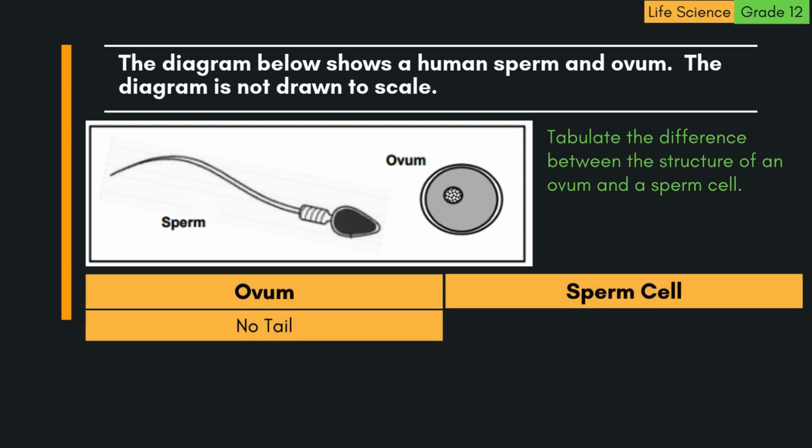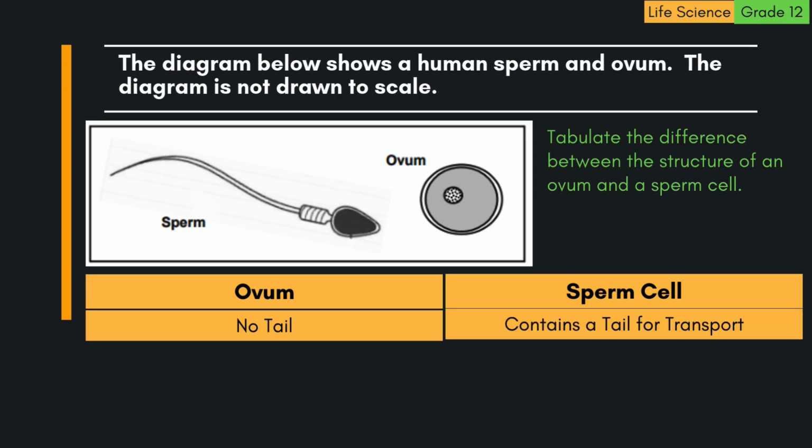1. The ovum, egg cell, does not have a tail because it does not need to move on its own. Instead, it is passively transported through the fallopian tube by cilia and muscular contractions. The sperm cell, however, has a tail, flagellum, that enables it to swim toward the ovum for fertilization. This movement is crucial for reaching and penetrating the egg.